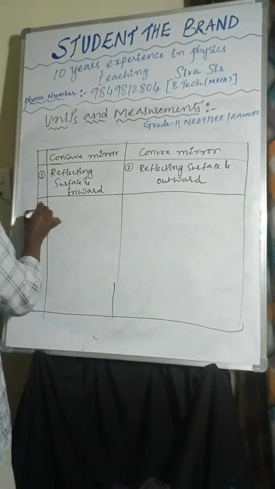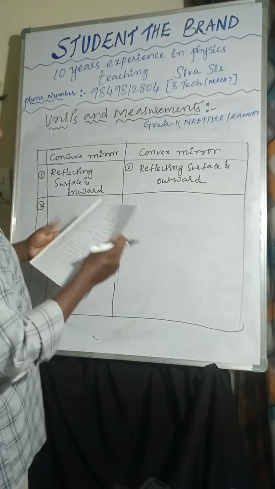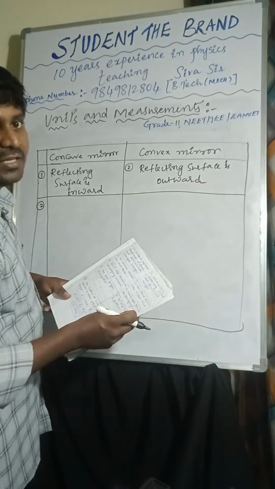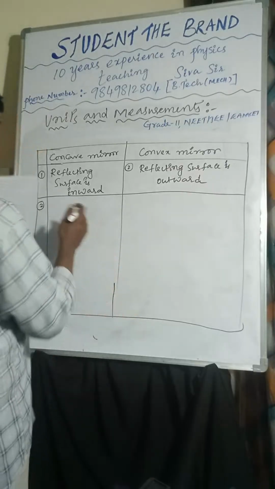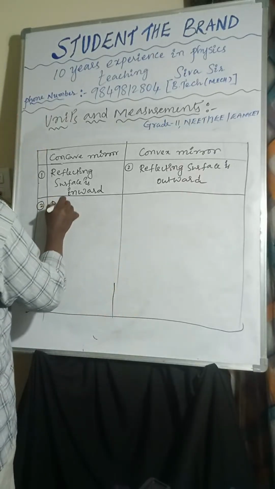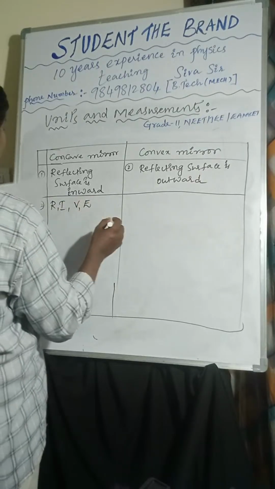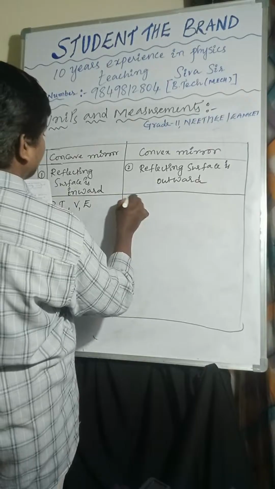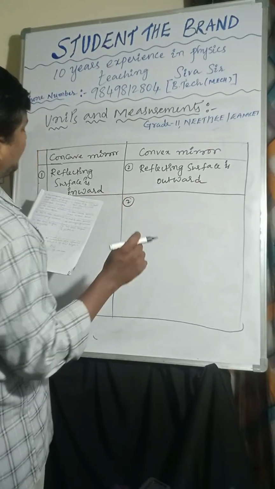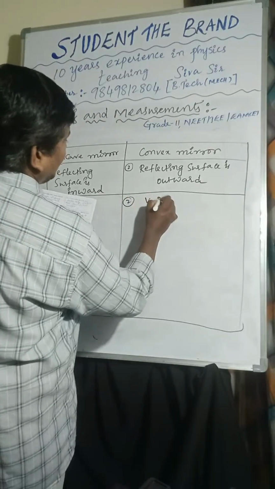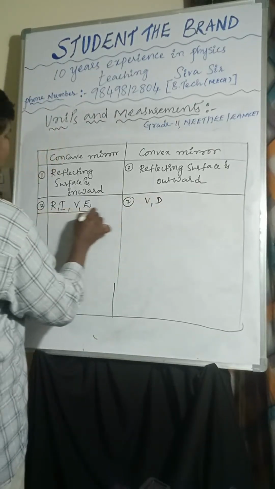Coming to the second point. The concave mirror forms a real, inverted and diminished image, or a virtual, erect and enlarged image. Here in the second one, the convex mirror forms only a virtual and diminished image, always a virtual and diminished image.